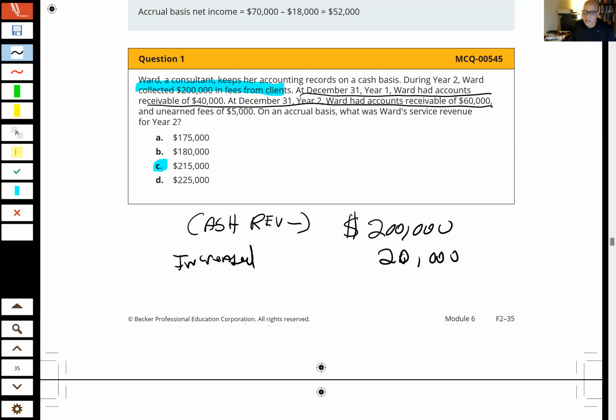And for current assets, am I supposed to do the opposite or the same? The same. Do the same, so I have to add it. Good.